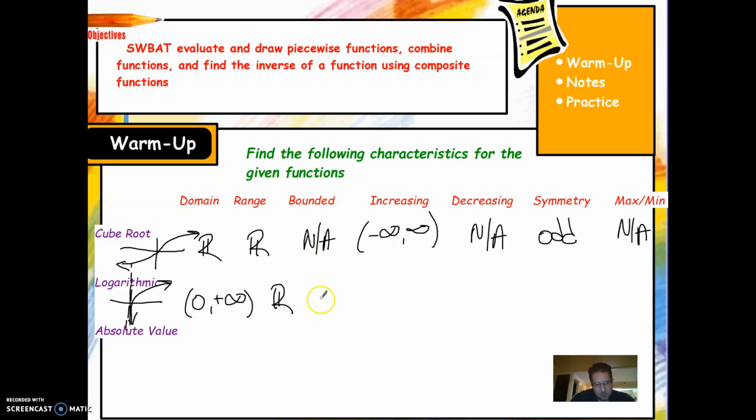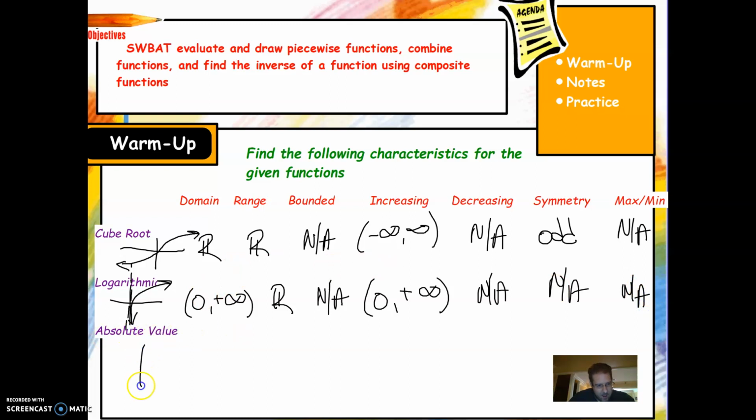There is no bound because it goes up and down infinitely. So it's increasing the entire time from 0 towards positive infinity. It's never decreasing. Its symmetry is neither. It's not an odd function, nor an even function. It does not have a maximum or a minimum.